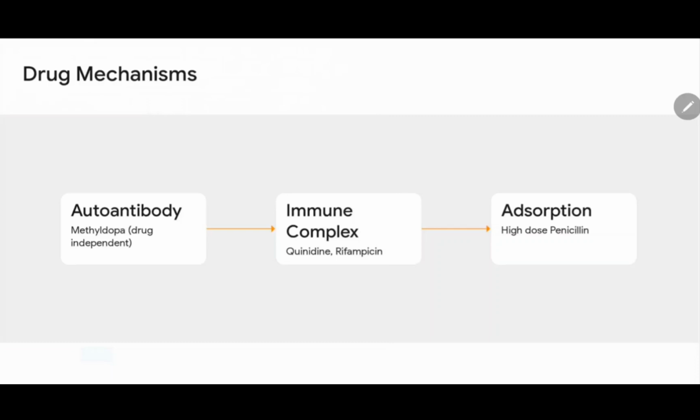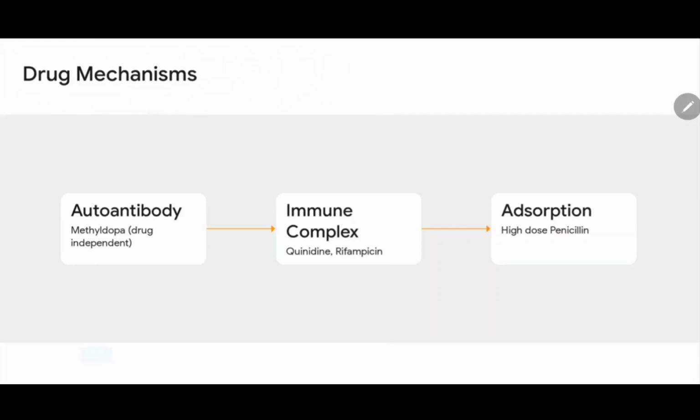Next, let's totally deconstruct drug-induced hemolysis. There are 3 distinct pathways, and you simply must memorize the classic drug for each one. Number 1, autoantibody-mediated. The drug, like methyldopa, alters the RBC membrane, causing the body to start producing antibodies. This becomes drug-independent once it starts.